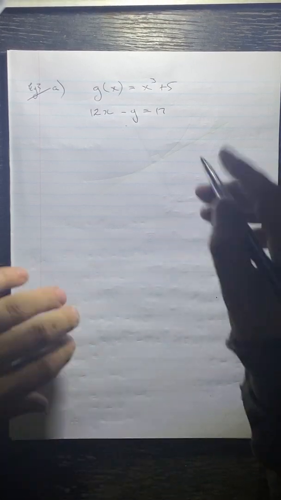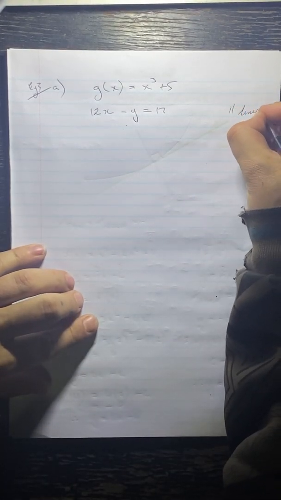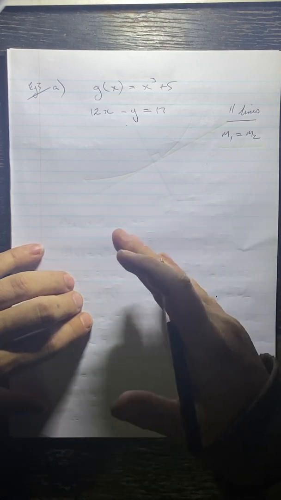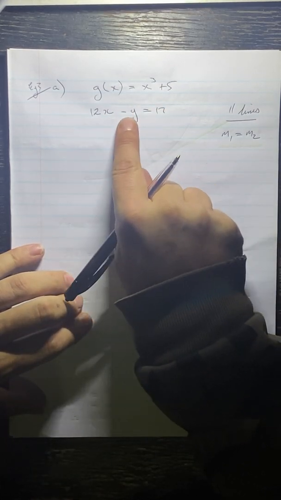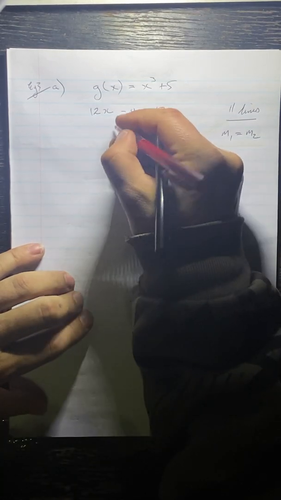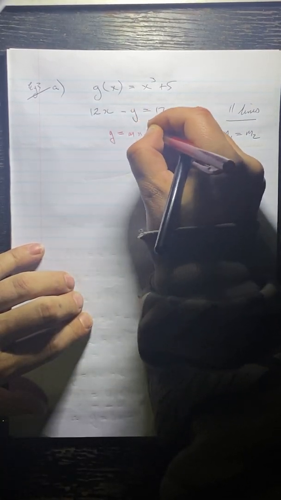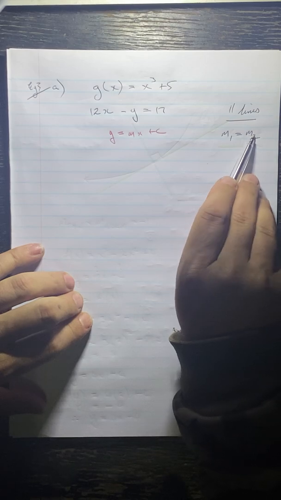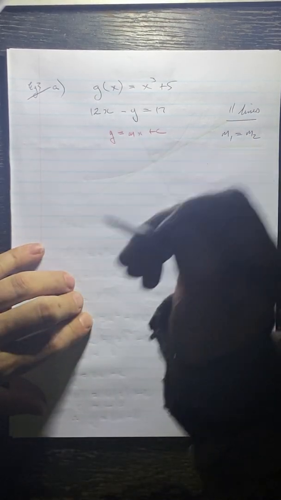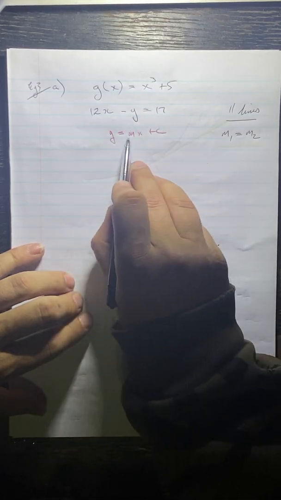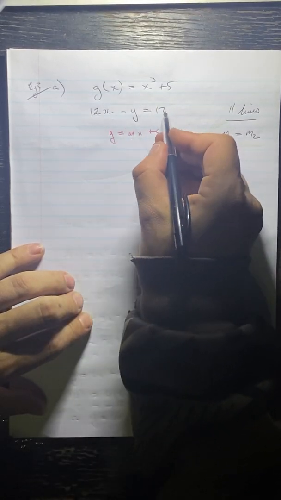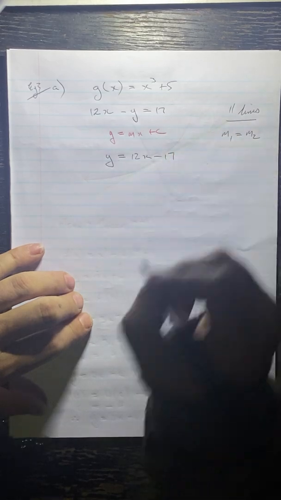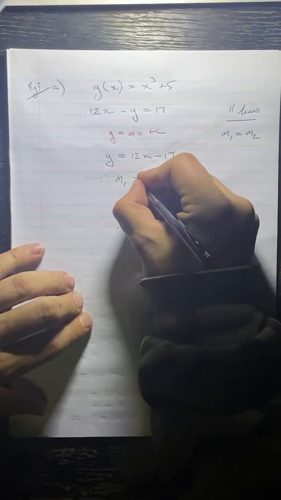Now remember, if we have parallel lines, the property for parallel lines is m1 equals m2. So the one gradient is equal to the other gradient. What I need to do with this one here is get it into the form y is equal to mx plus c, because once I've got it in that form, then I can get my gradient. Once I've got this gradient, then I can know the gradient for the other one. Then I can use the derivative of this to find the point of contact. So I'm just going to get this into this form. So take the y to that side, the 17 to the side, and we get y is equal to 12x minus 17. Okay, so therefore m1 is equal to 12.